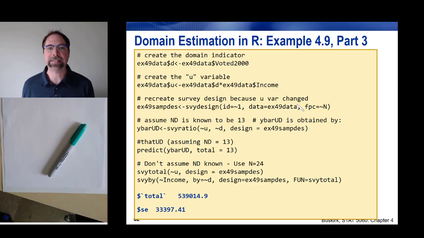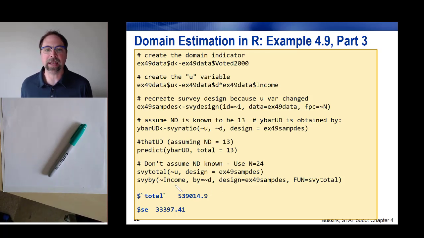The survey design object is specified exactly as it was before. The Y bar U is here, the survey ratio object, again with the U variable being defined as the income multiplied by the indicator of whether or not I voted in the 2000 election, and so on. My T hat U, assuming that the number in my domain is 13, is gotten by this predict function. I'll take the Y bar U object from the ratio, so that's going to be my B hat, and I'm going to multiply that number by the total equals 13 because I'm assuming that I know it. If I don't know the N sub D, then I'm going to use N equals 24, and do exactly the same thing there.